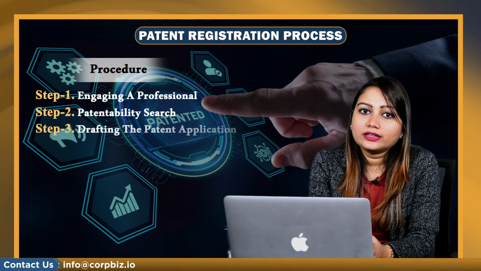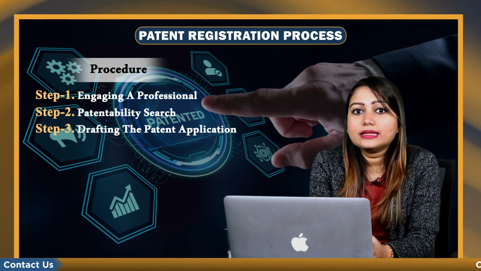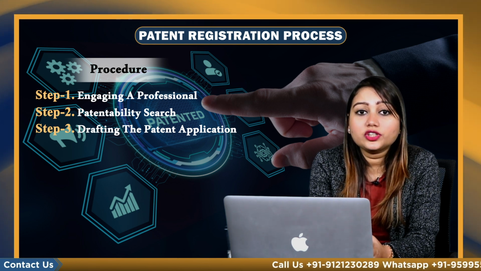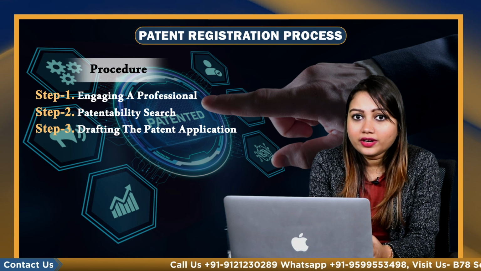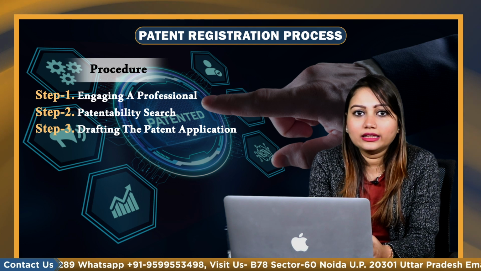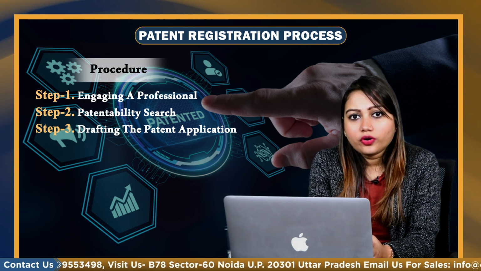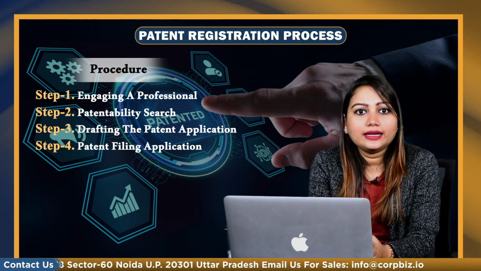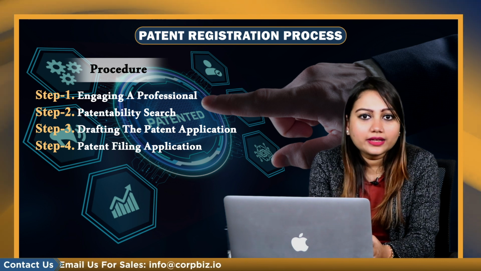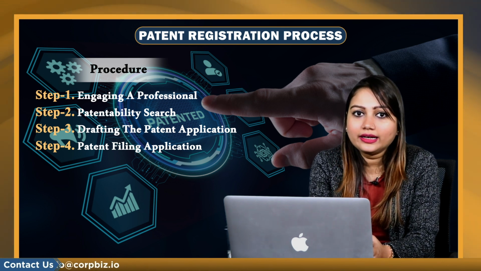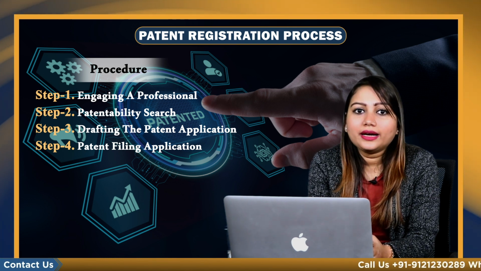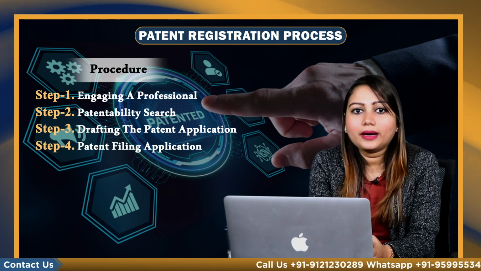Step 3 includes drafting the patent application. After a patentability search, if the invention is patentable, an applicant has to draft an application which includes the description of the invention. Once a patent application is drafted, the very first step is to file the patent application. Step 4 includes patent filing application. The next step is filing the application. An application must contain specifications of the invention and other required and related details of the invention. An applicant can file both provisional and complete application for their invention to get a patent registration.